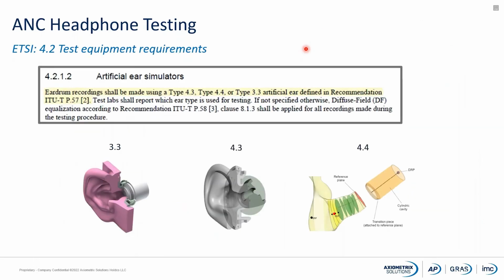Now we have some comments related to the ETSI standard. At some point, the standard is requiring us to choose the type of artificial ear that we would like to use for the test. And it's referring to the ITU P.57. We can either choose a type 4.3, a type 4.4 artificial ear, or a type 3.3, this one over here on the left.